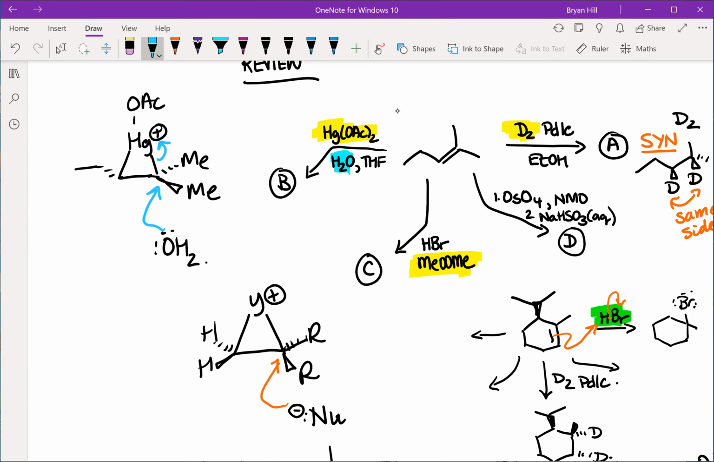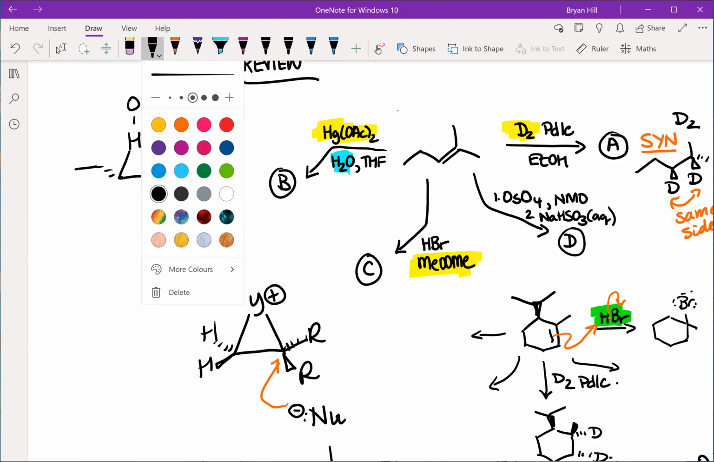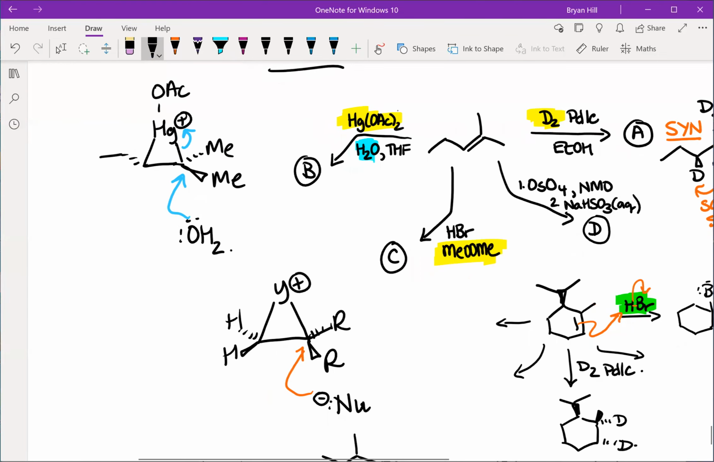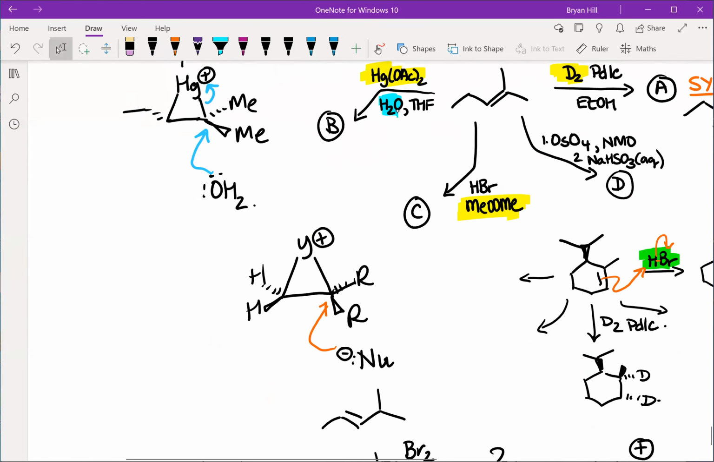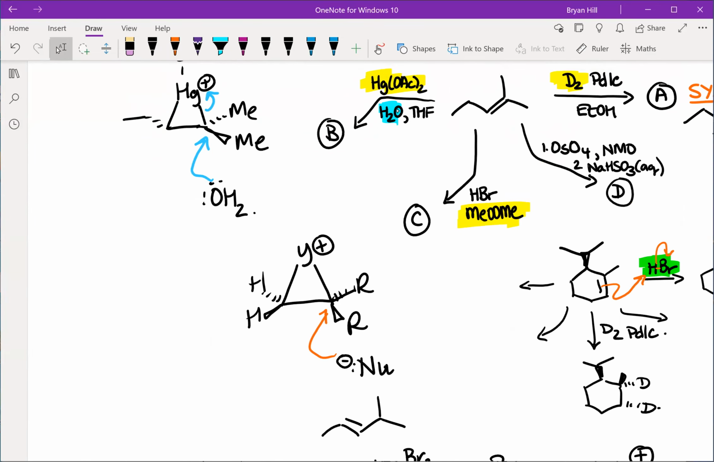And so our product for B, this is only for the oxymercuration reaction. Remember, there were two steps. One was mercury diacetate, water, THF. The second step was the sodium borohydride. I purposely left the sodium borohydride out of here because the first step product is far more interesting than the final product.